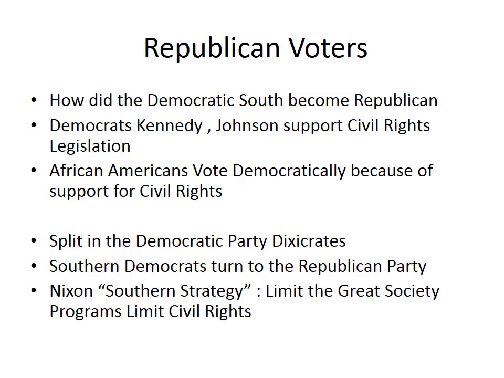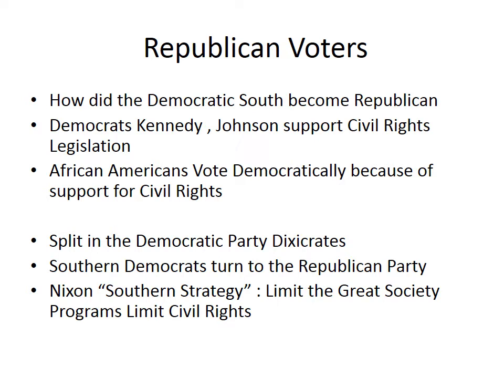And the Southern strategy used by Richard Nixon was basically to exploit the conservative Democrats in the South who were moving to the Republican Party. So how did the Democratic South become Republican? Well, of course, Democrats would be Kennedy and Johnson, who all supported civil rights legislation. And of course, African Americans are going to start voting Democratic. And the Democratic Party is going to see a split.